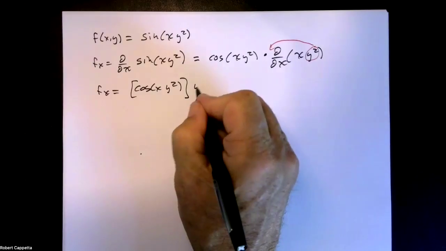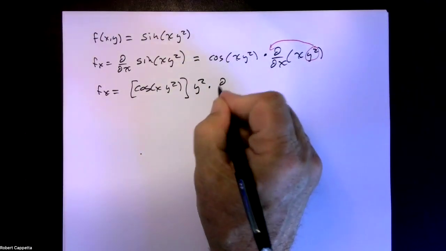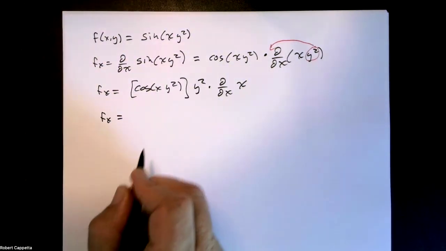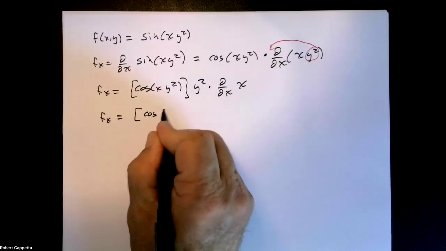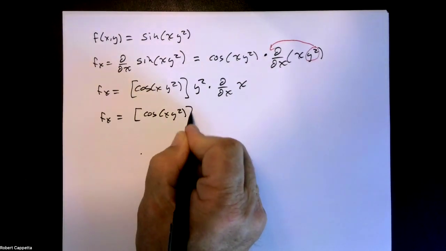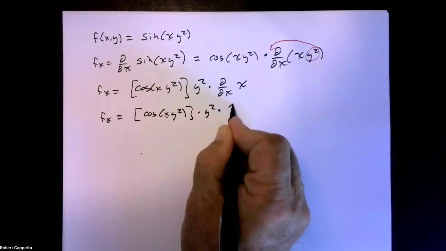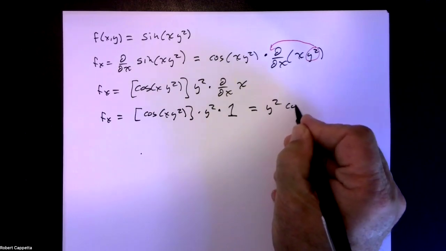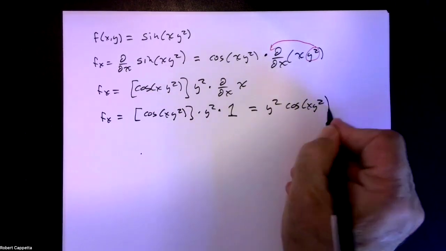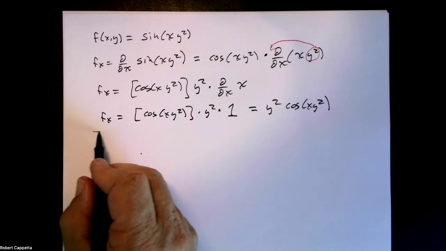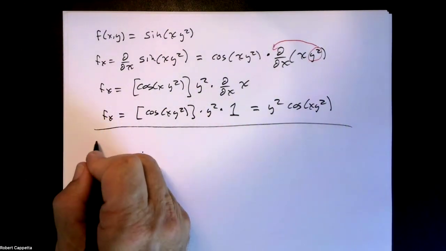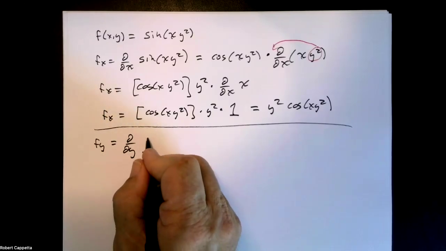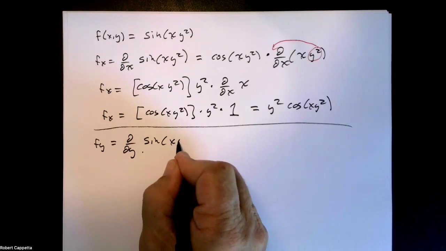So it's going to be times y squared times the partial with respect to x of x. So what is that going to give me? Cosine xy squared times y squared times 1. And normally, how would we write that? We would write that as y squared cos xy squared. That's my partial with respect to x. Now, how about the partial with respect to y? What will that be? The partial with respect to y of the sine of xy squared.